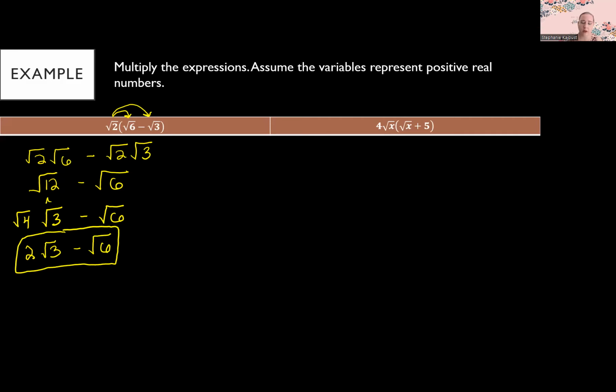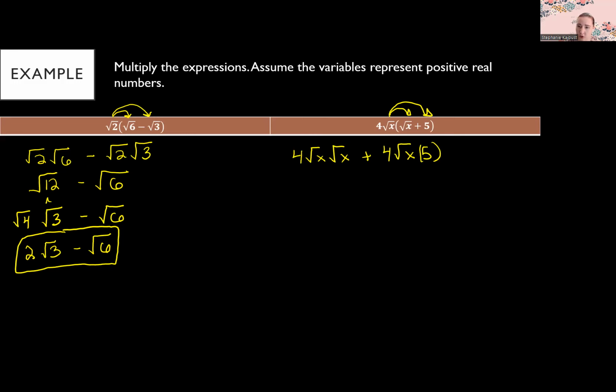So if we do the one on the right, again, it's going to be using the distributive property. So I've got 4 square root of x, and I'm multiplying that by the square root of x. So I'm going to just write that down. And then I've got a plus, and then 4 square root of x times 5. So I'm going to just put that in parentheses so that it doesn't look like it's in the radical.